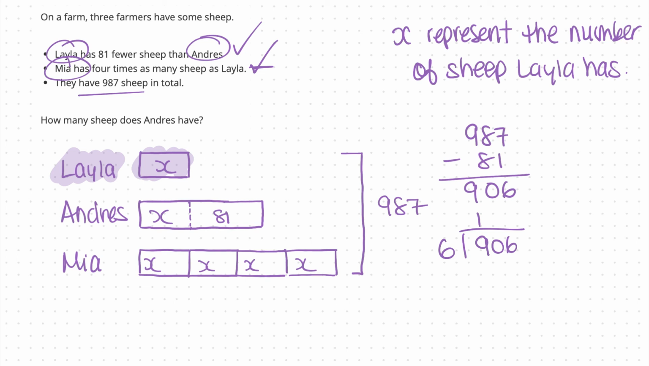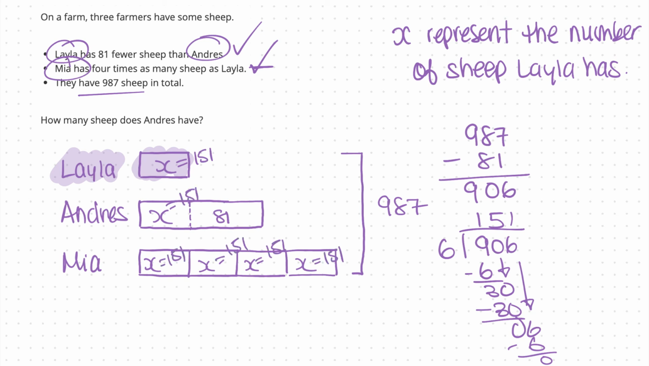So it goes into it once, 6, subtract, 3, bring down, that's 5, 30, subtract, 0, bring down the 6. And that means I have 1 times 6 and no remainder. So that means one of these x's is 151. So let's just put this as 151 and keep going with that. So all of those x's were equal to 151, but the question says, how many sheep does Andres have?